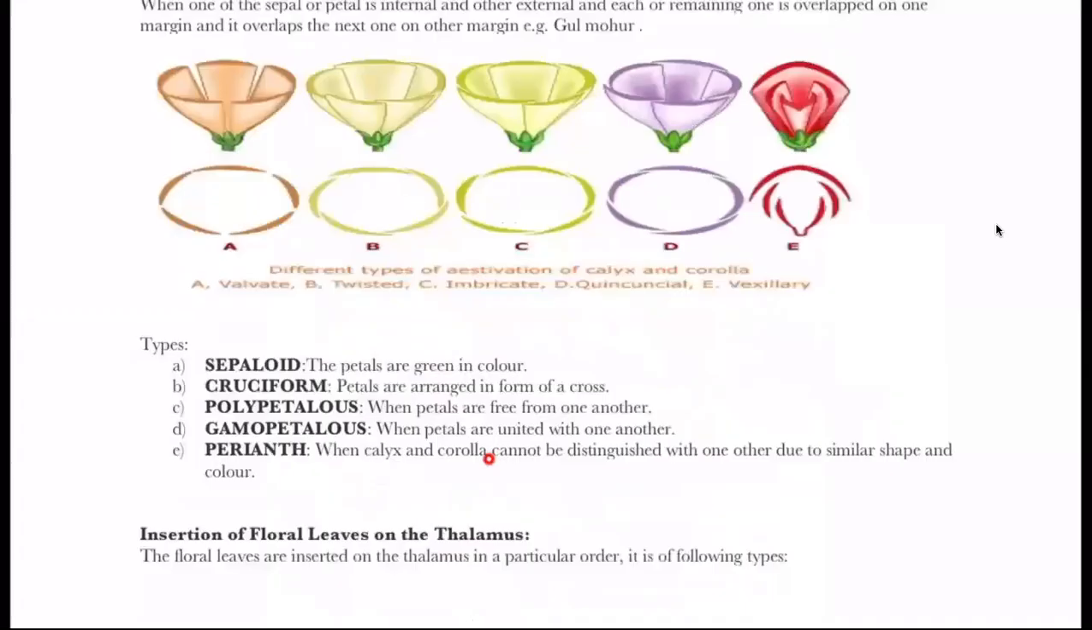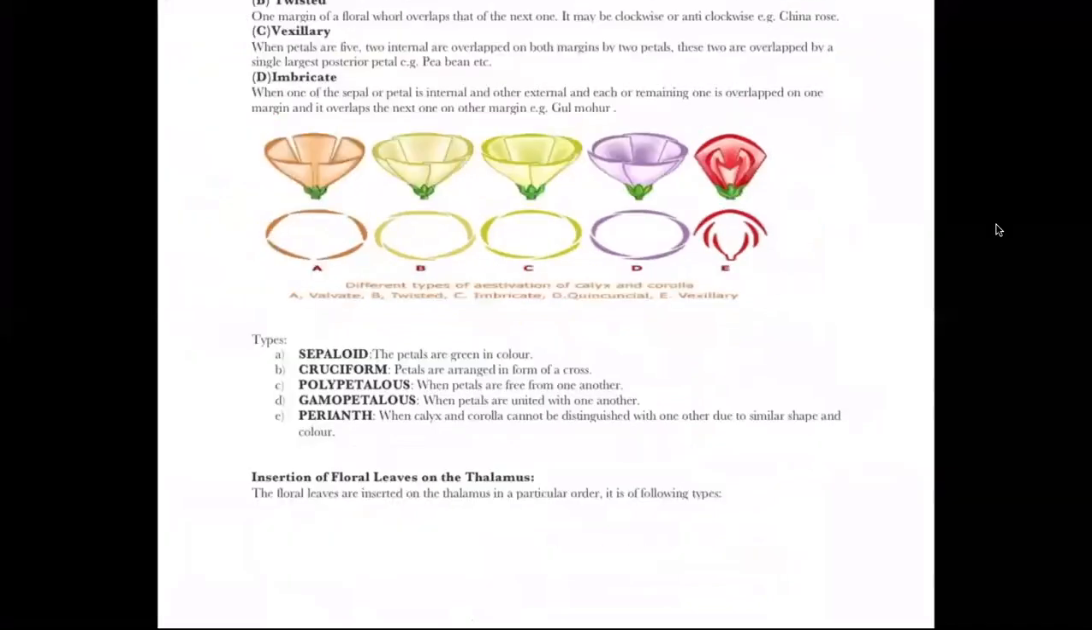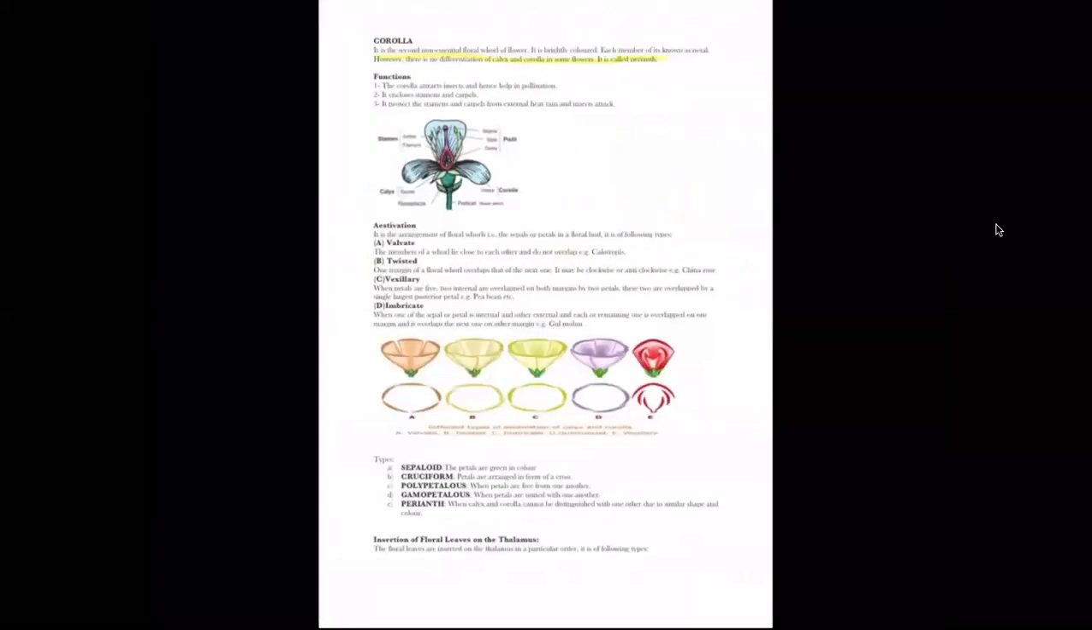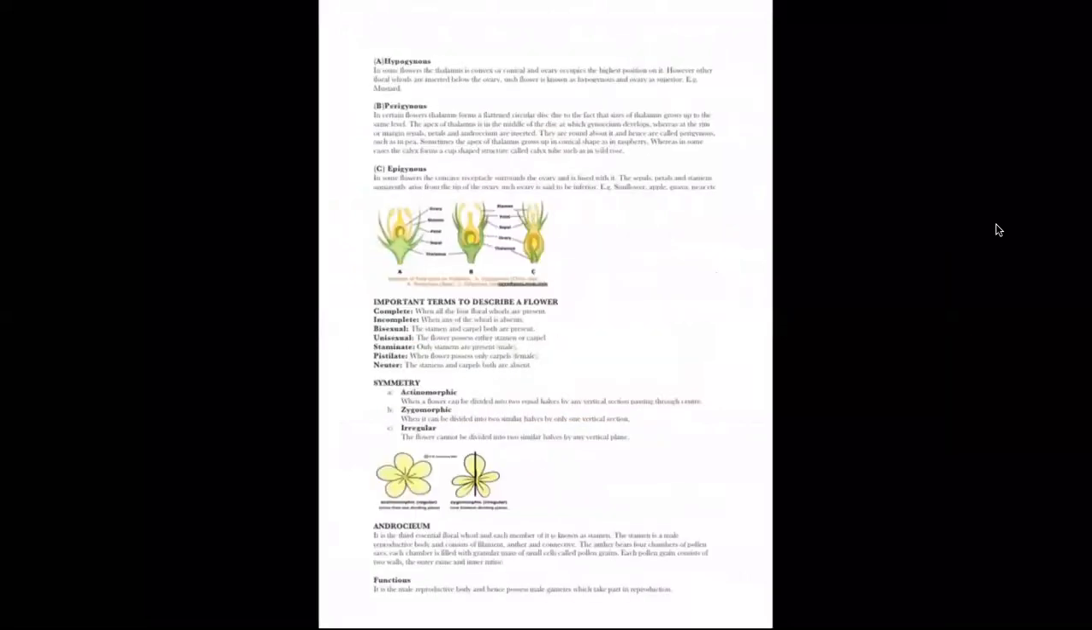Then your petals could also be different types, ठीक है. It could be sepaloid, in which the petals are green in color. They resemble the sepal. It could be cruciform, when the petals are arranged in the form of a cross. Then again, polypetalous, gamopetalous, polysepalous, gamosepalous हमने पहले पढ़ा था. अब ये है polypetalous and gamo. Poly is when they're free. Gamo is when they're united with one another. And perianth is similar because when the calyx and the corolla cannot be distinguished. ठीक है, अभी जो हमने पहले पढ़ा था. Okay, let's move on.